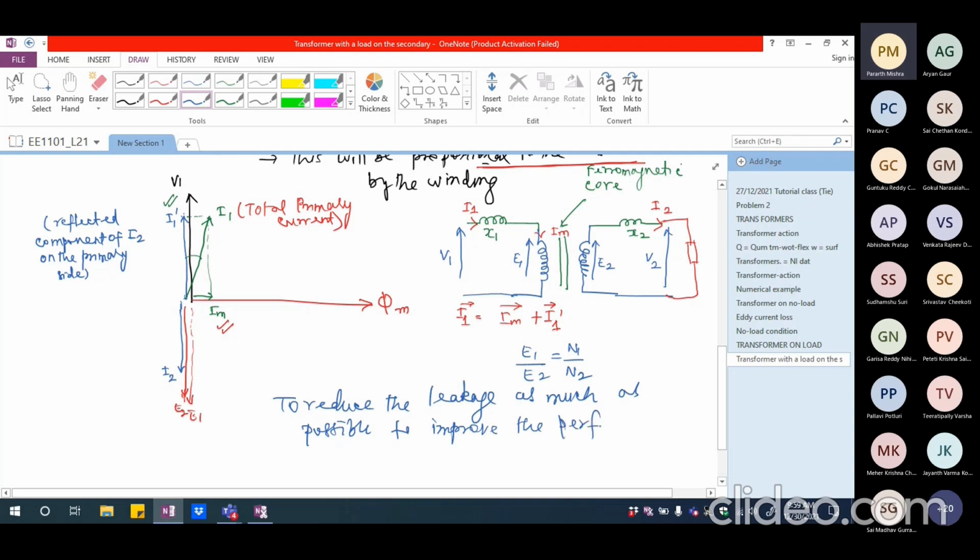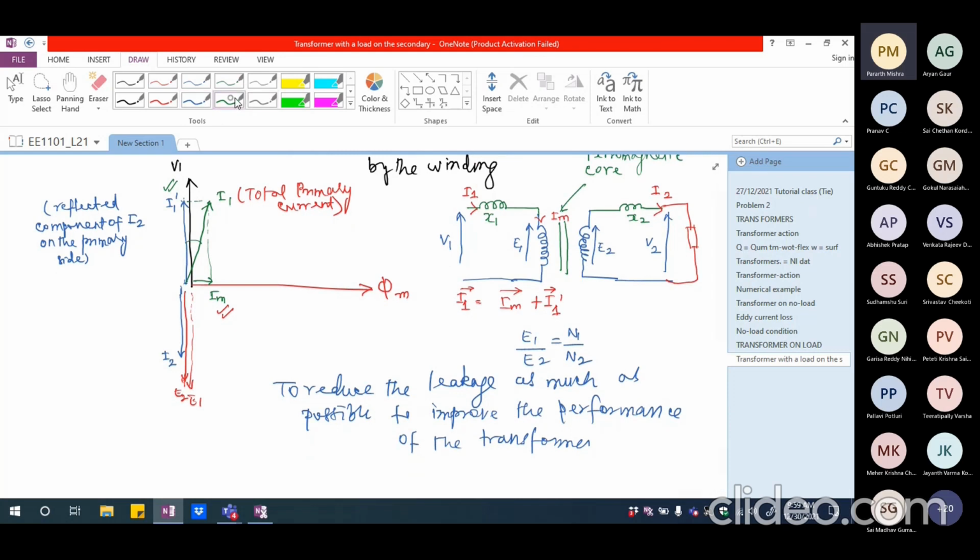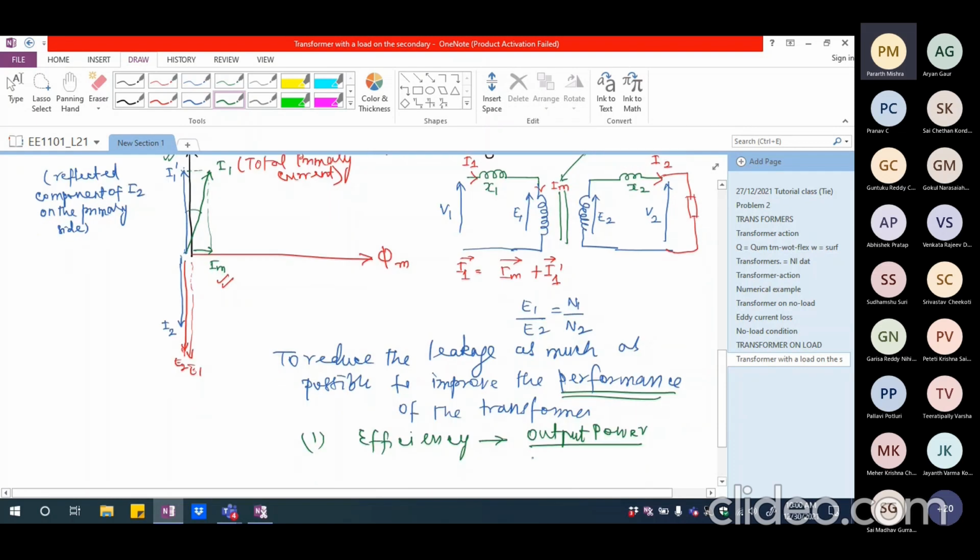So what do we mean by improving the performance of the transformer? The performance of the transformer is measured from two viewpoints. One is the efficiency of the transformer itself. So what is the input power and output power? The performance is measured in terms of efficiency, which is how much power transfer takes place from the input side to the output side. So this will be output power divided by input power. That is the efficiency.